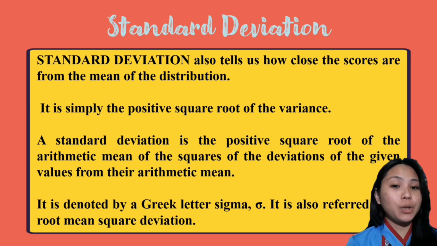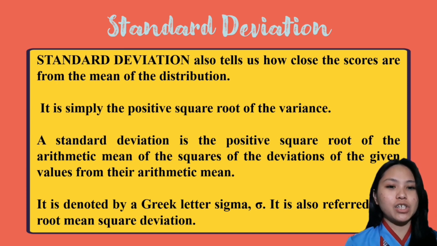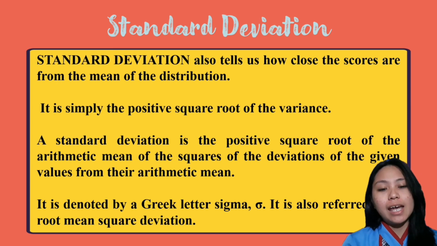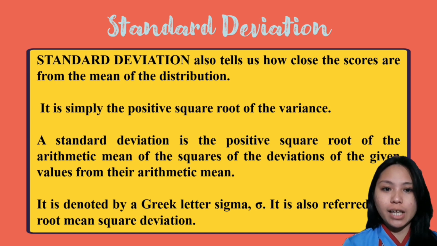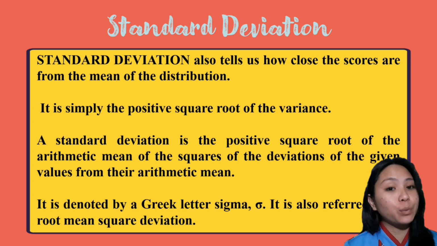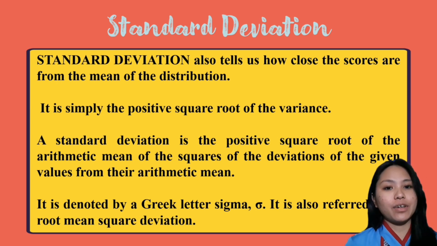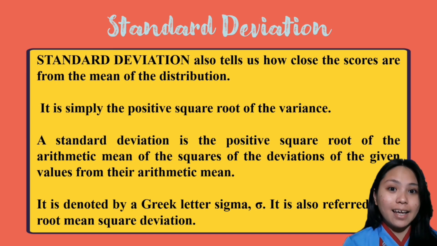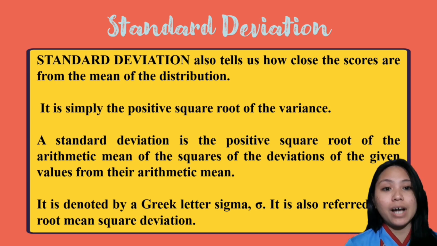Okay, so moving forward, we will now tackle the standard deviation. Standard deviation also tells us how close the scores are to the mean of the distribution. It is simply the positive square root of the variance, and a standard deviation, again, is the positive square root of the arithmetic mean of the squares of the deviations of the given values from their arithmetic mean. It is denoted by the Greek letter sigma, and it is also referred to as the root mean square deviation.